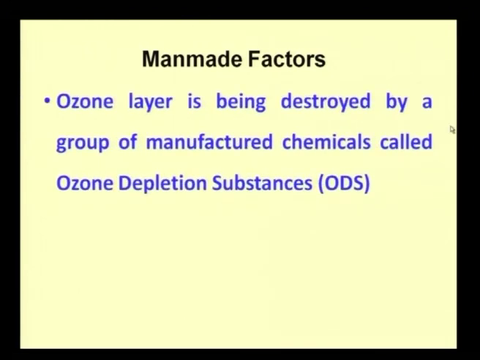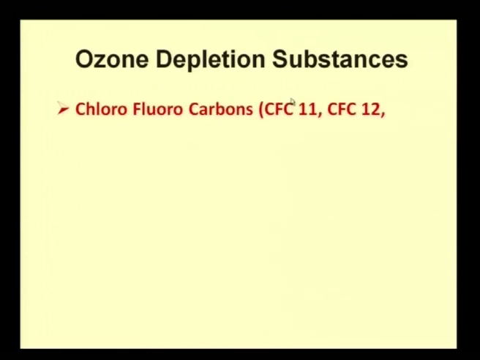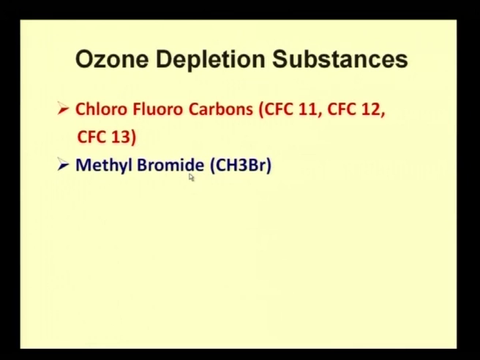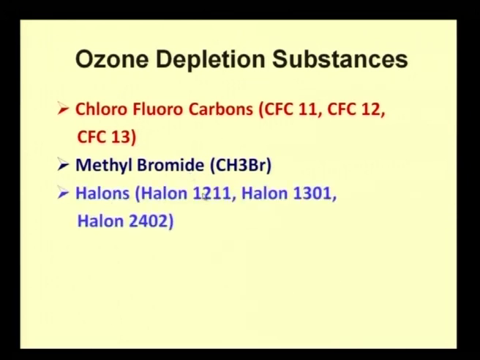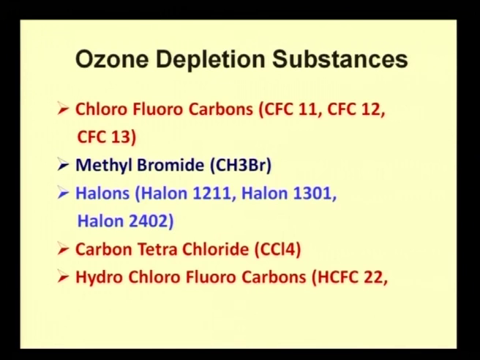Ozone depleting substances or ODS are the major cause of the ozone depletion, and they are a group of manufactured chemicals. And what are the ozone depleting substances? The chlorofluorocarbons, CFC 11, 12, CFC 13, and the methyl bromide CH3Br, and halons, halon 1211, halon 1301, and halon 2402, and carbon tetrachloride CCl4, and hydrochlorofluorocarbons, that is HCFC 22 and HCFC 123. And therefore, these are some of the major components which are causing the ozone depletion.